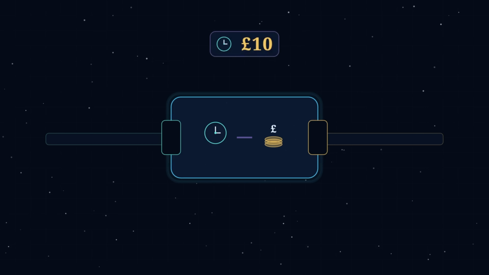Let's suppose you earn £10 per hour. The input of the function could be the number of hours you work, and the output could be the amount of money you earn. So if you work for 1 hour, you'll earn £10. If you work for 2 hours, you'll earn £20. If you work 5 hours, then you'll earn £50, and so on.